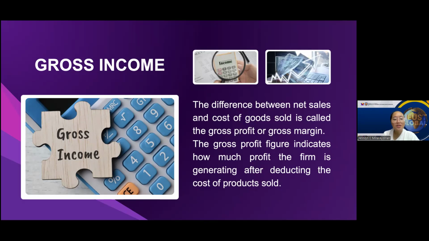Example, students running a coffee shop calculate their gross income. Net sales of $30,000, cost of goods sold $12,000, and the gross income is $30,000 minus $12,000. The gross income is $18,000. This means that the coffee shop made $18,000 in profit after covering the cost of coffee beans, the milk, and other ingredients in the coffee shop.